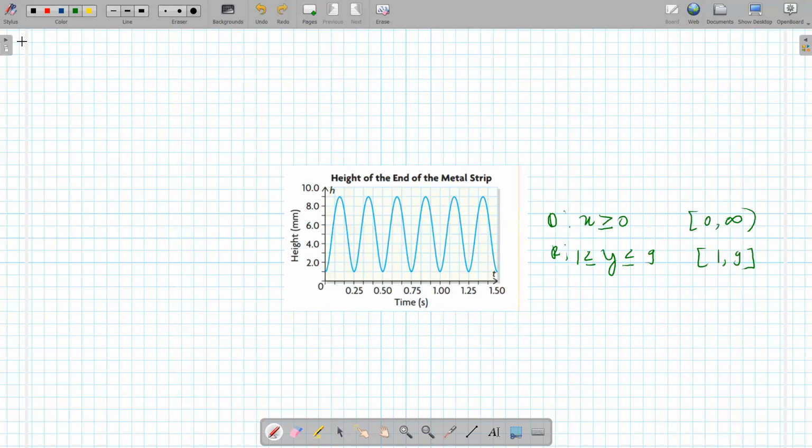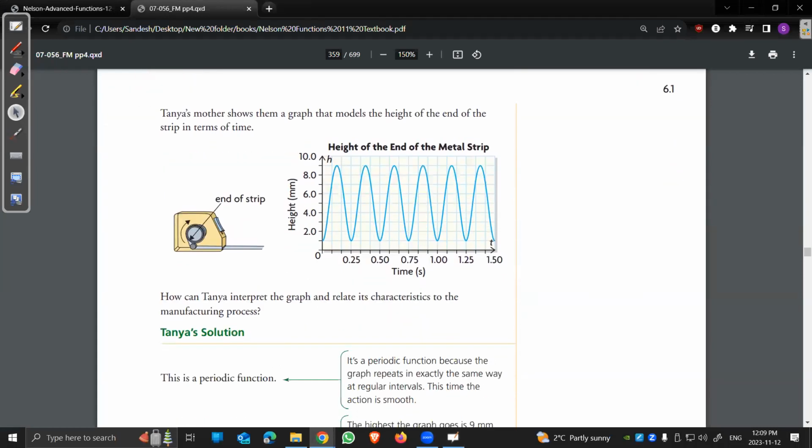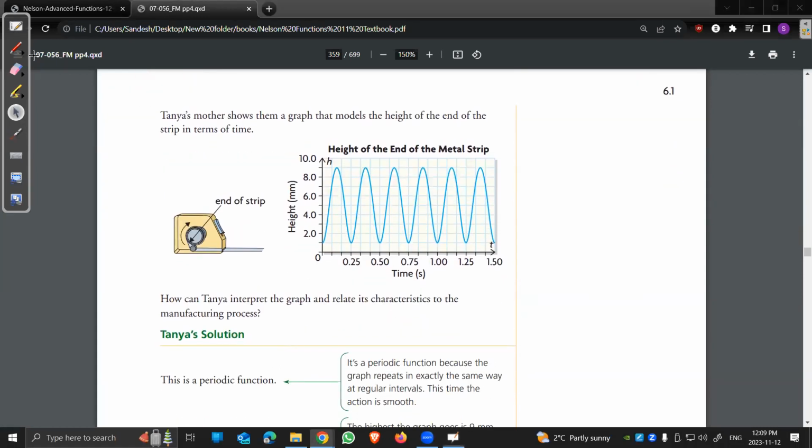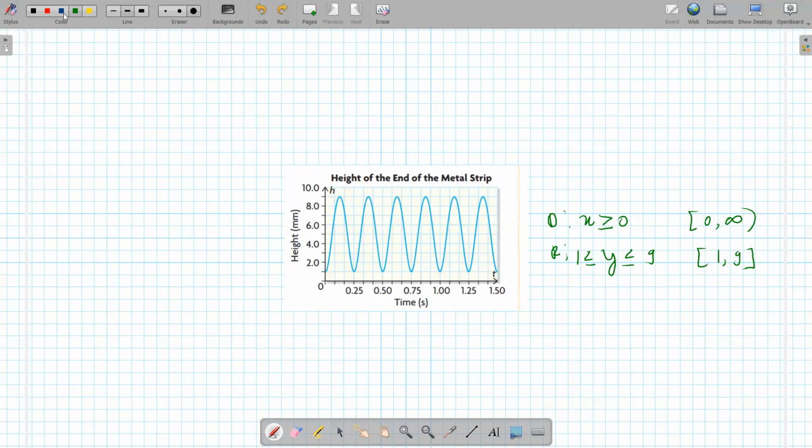So let's go back to this same question. What do they want us to actually find? Now, a periodic function has certain characteristics. The distance from one loop to another is called the period. Period is how long it takes for it to loop. How long does it take for it to complete one cycle? Cycle just means a loop.